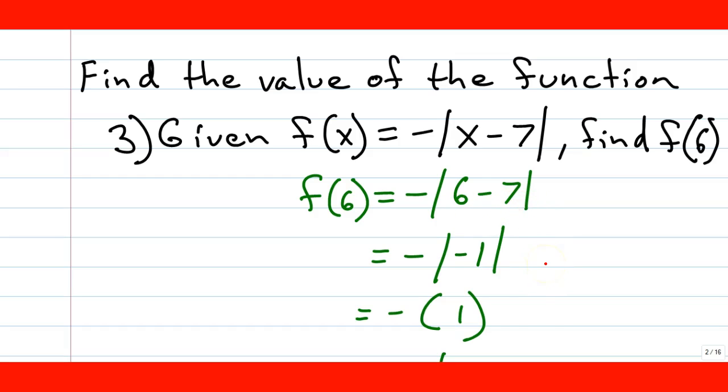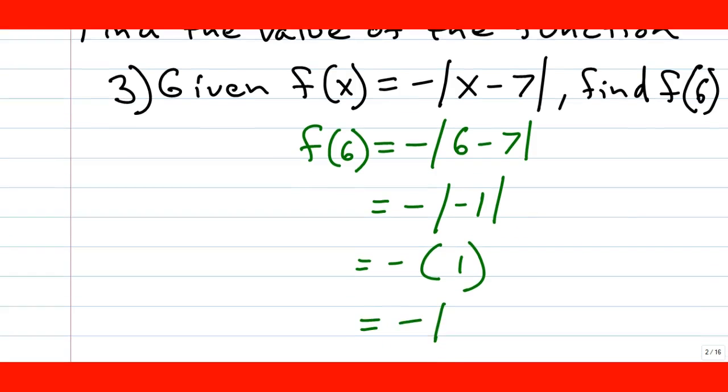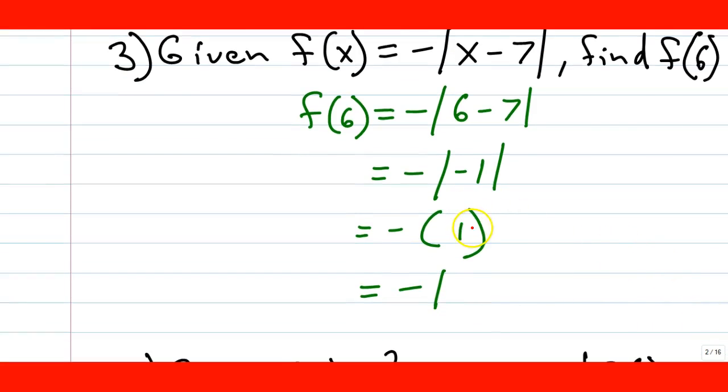Absolute values, we treat them just like a grouping symbol. So if there's any math inside, we take care of it first. So I have 6 minus 7 to create a negative 1. The absolute value of a negative 1 is a positive 1. Now I still have the negative on the outside waiting to be multiplied in, so I end up with a negative 1 for my final answer.